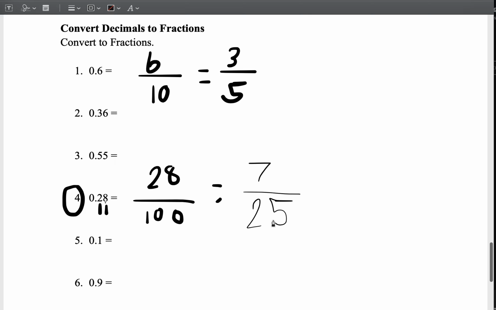So the answer to this is 7 over 25. That's basically the difference. And yeah, that's it. So I hope you guys learned a lot from this lesson.